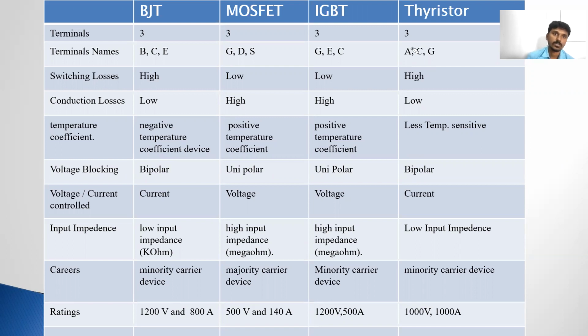Okay, the switching losses of the BJT are high. The switching losses of the MOSFET are low, and the switching losses of the IGBT are also low, and the switching losses of the thyristor are high. Clear? The conduction losses of the BJT are low, conduction losses of the MOSFET are high, conduction losses of the IGBT are also high, and the conduction losses of the thyristor are low.